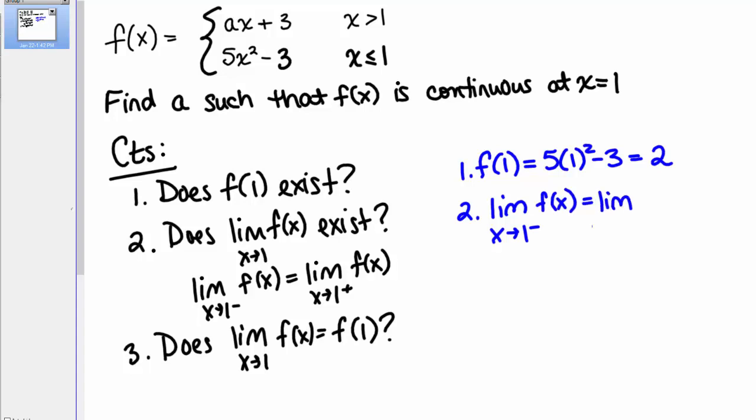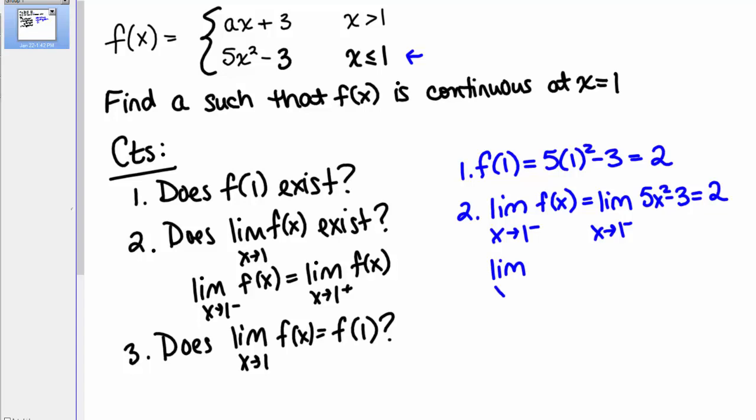So this is the limit as x goes to 1 from the left of, where do we put numbers less than 1? We put them here. So 5x squared minus 3. Now that's a continuous function. So we know right away that we can just plug in now and we get 2.